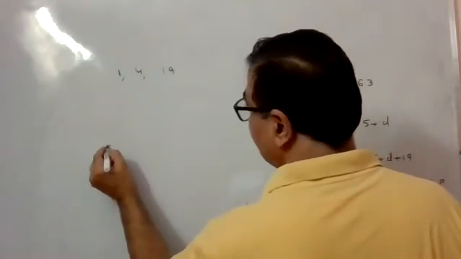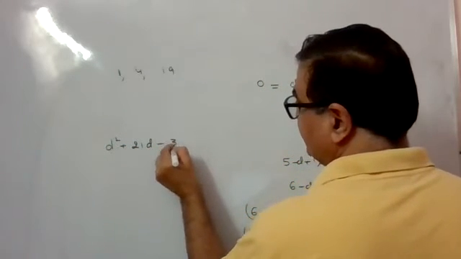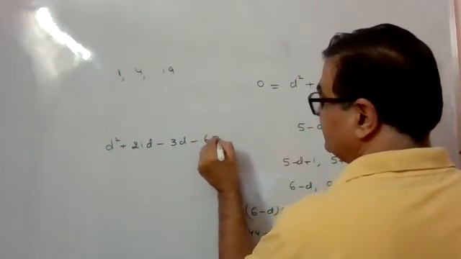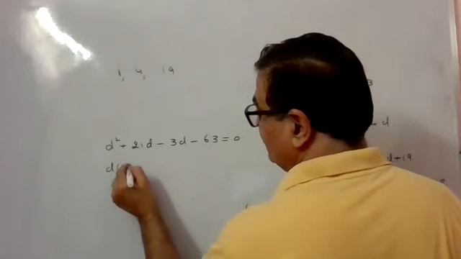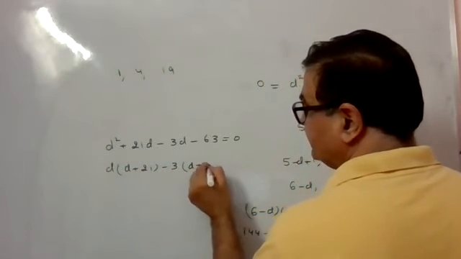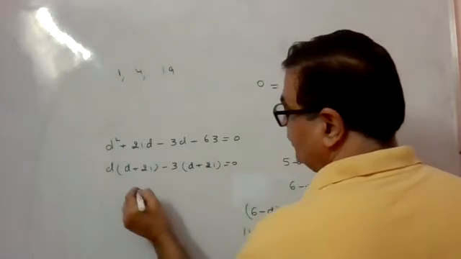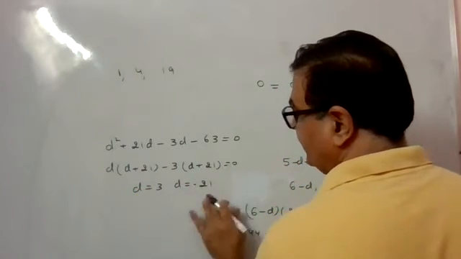So it will come out 21d and minus 3d. 21d minus 3d minus 63 equals 0. d common here, so it will be d plus 21, minus 3 common, d plus 21. So d is coming 3 and d is coming minus 21.